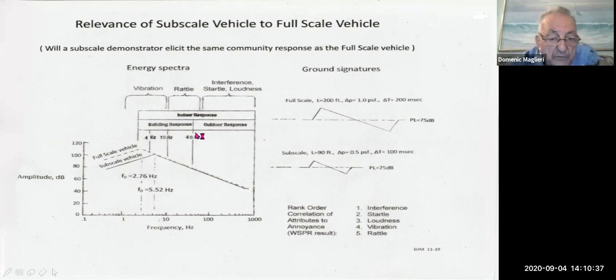Well, if you're looking at the outdoor response, we'll elicit exactly the same as if you flew the full scale. Likewise, if you talk about residential structures, where the frequencies of concern are from 10 to 40 hertz, we'll also do the same. And bear in mind, these tests are aimed primarily at residential structures. Now, when you get to the big box stores like Walmart's, the subscale wouldn't excite it as efficiently as the full-scale vehicle.